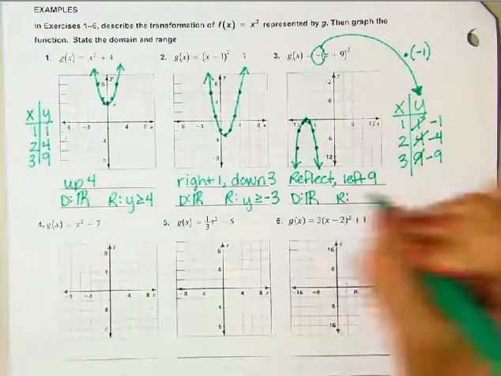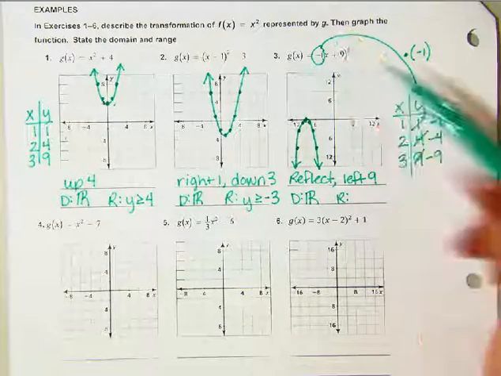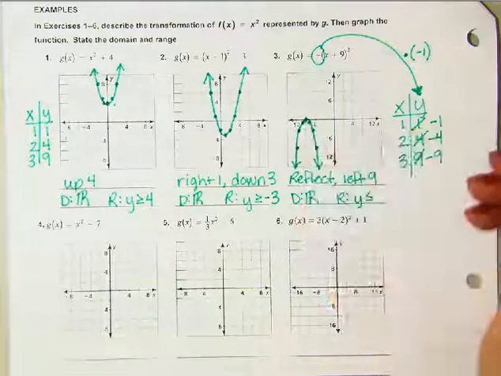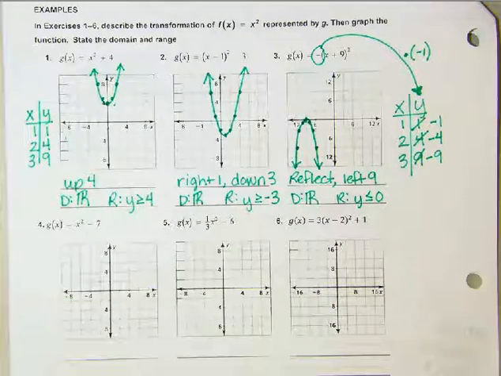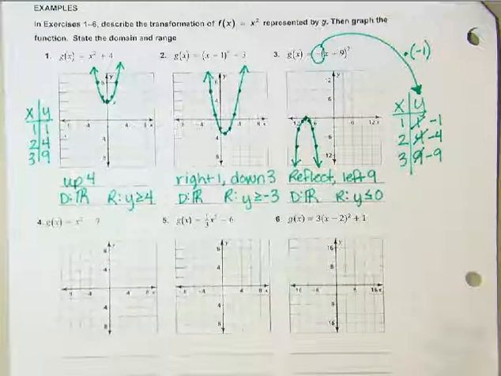My range, however, y is not greater than, because it doesn't go up. It's going down. So it's going to be y is less than or equal to, and that's when y is 0, because there was no shifting up or down. So it's y is less than or equal to 0.